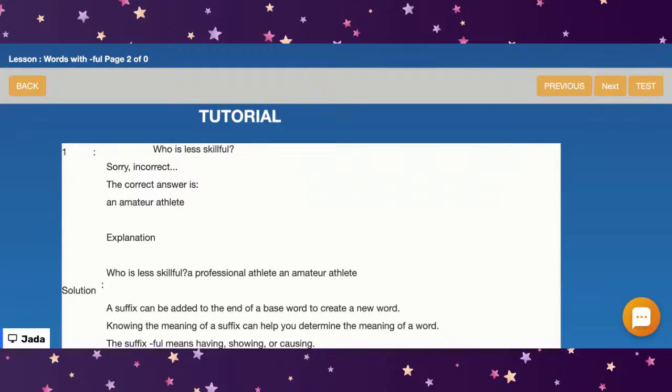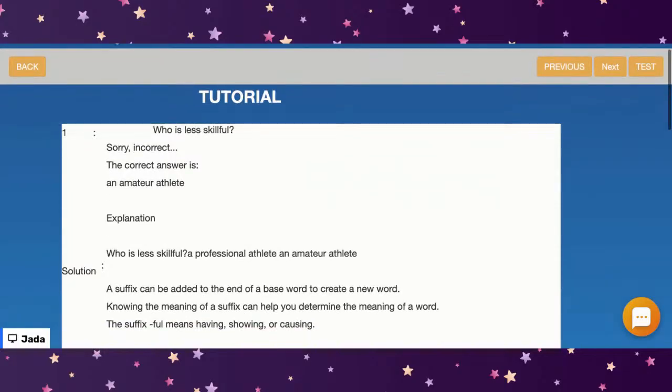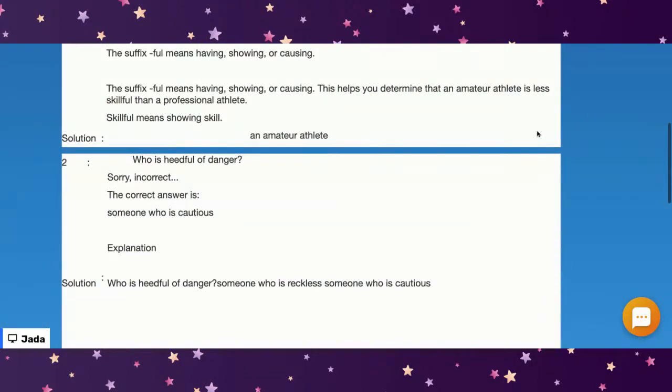Who is less skillful? Who is a less skillful person? We already know that -ful means having, showing, or causing. So this helps you determine that an amateur athlete is less skillful than a professional athlete. So skillful means showing skills. So maybe someone who is less skillful would be an amateur, someone that is not really professional.